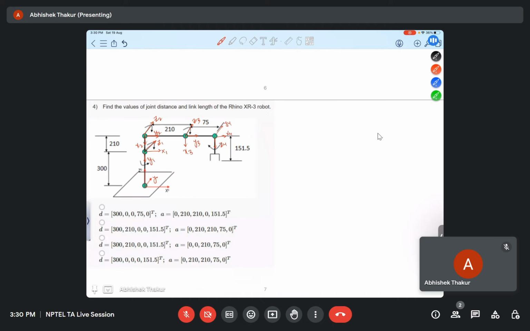So now for finding d, we have to first make the b. B is the intersection of xk and zk minus 1. So x1 and z0 will intersect here. So this will be our b1. b2 will be x2 and z1. So again this intersection point will be b2. Now b3 will be x3 intersection with z2.